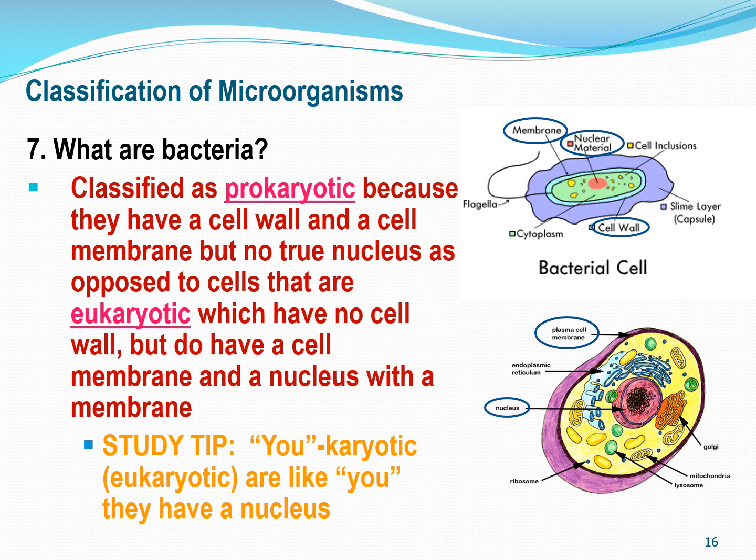So what about bacteria? I know you guys learned a lot of this in early biology classes. We have prokaryotes, okay? They're classified as prokaryotes because they have a cell wall and a cell membrane, but no true nucleus, as opposed to cells that are eukaryote, which have no cell walls, but do have a cell membrane and a nucleus with a membrane. So remember, study tip, eukaryote are like you. They have a nucleus.